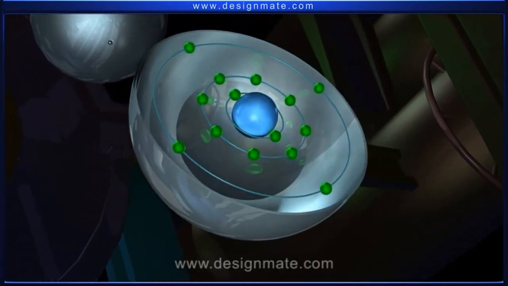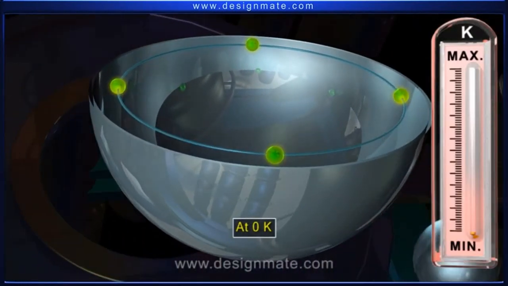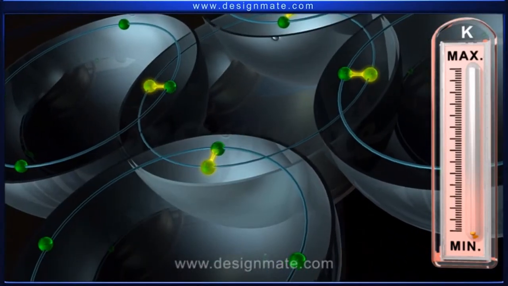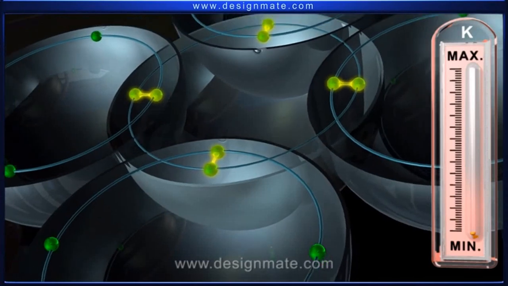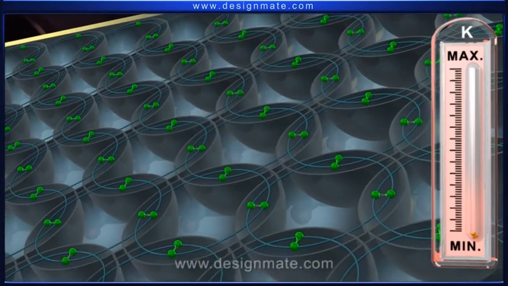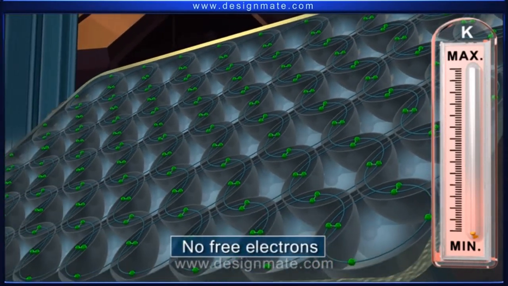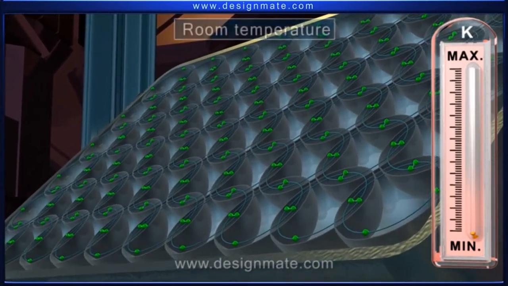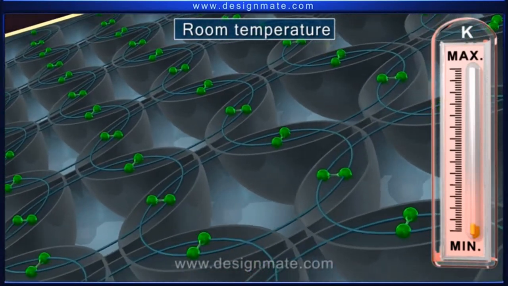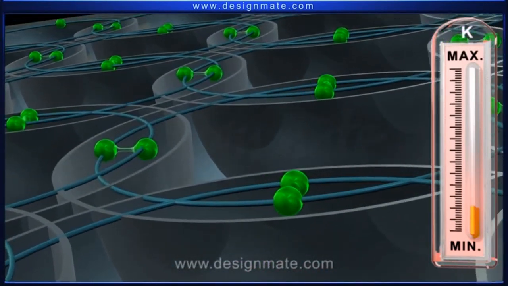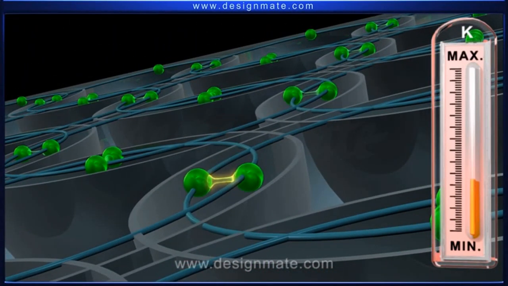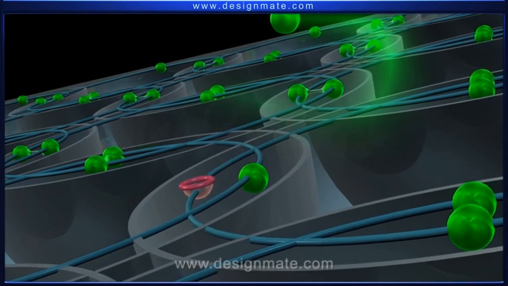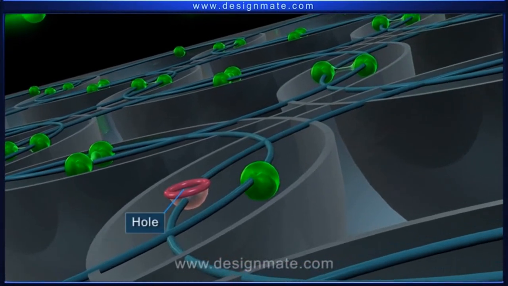In pure silicon at 0 Kelvin, the 4 valence electrons of each atom form covalent bonds by sharing electrons of the neighboring atoms. Hence, there are no free electrons in this crystal, and it cannot conduct any electric current. However, at room temperature, the atoms in the semiconductor absorb thermal energy, and the covalent bonds of a few atoms rupture, giving rise to free electrons. The escaping electrons leave vacant space known as holes.